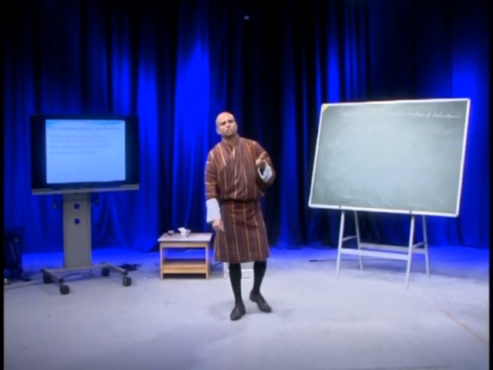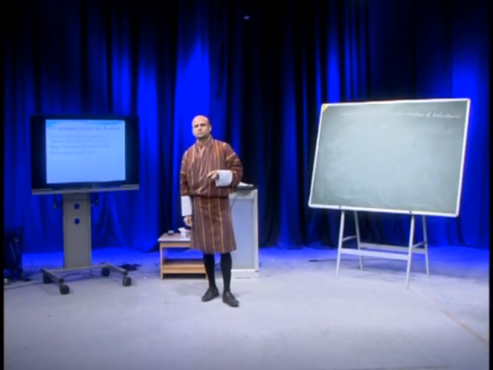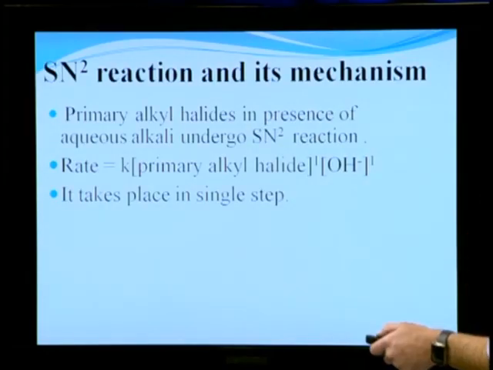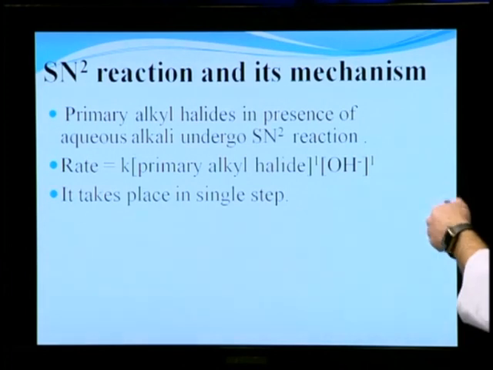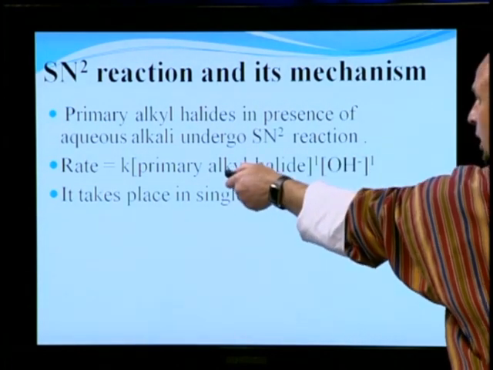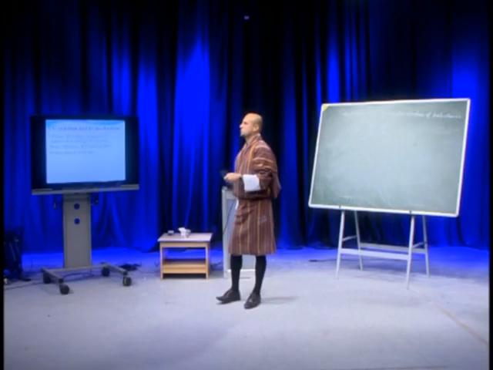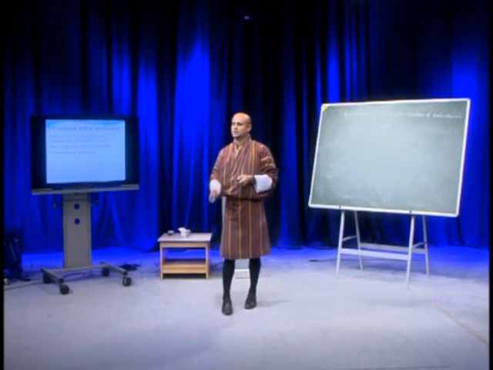Generally, as we have already discussed in previous slides, tertiary alkyl halide undergoes SN1 reaction, whereas primary alkyl halide will generally undergo SN2 reaction. Primary alkyl halide usually undergoes SN2 reaction. So as we can see here, primary alkyl halide in presence of aqueous alkali undergoes SN2 reaction, and the rate of reaction depends on both alkyl halide as well as incoming nucleophile. Hence, it is bimolecular, and it takes place in single step.